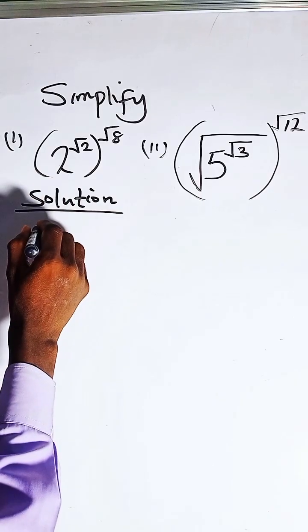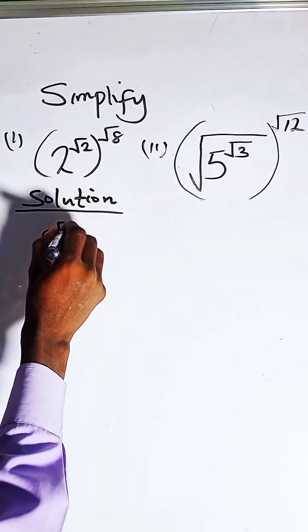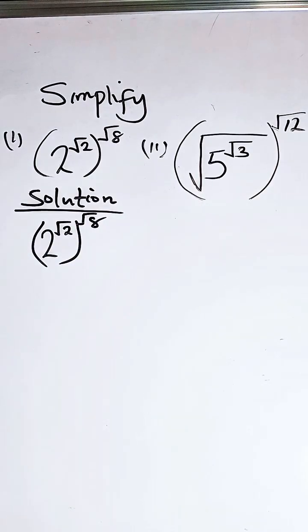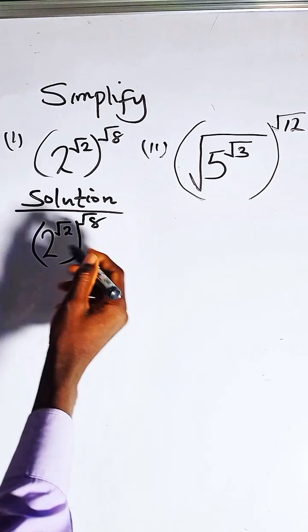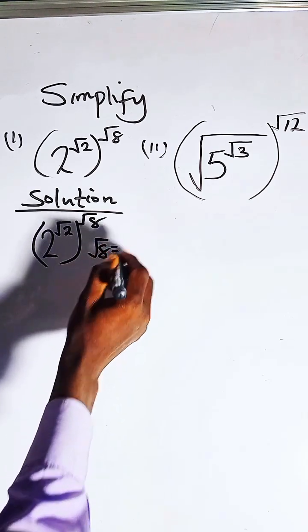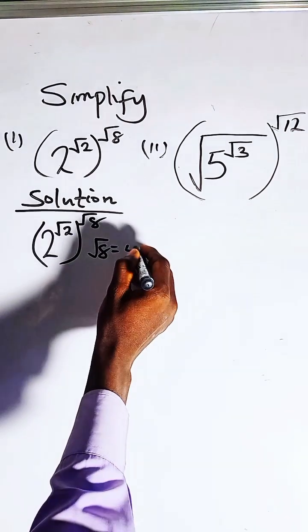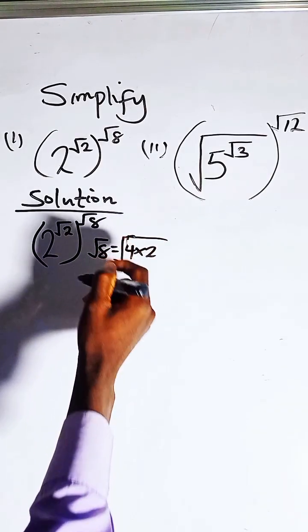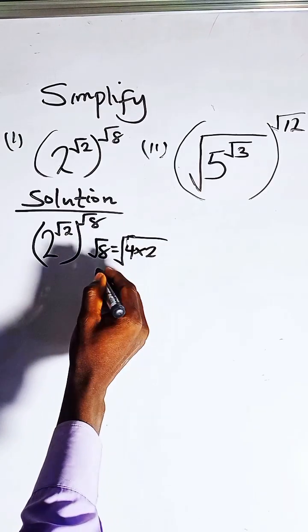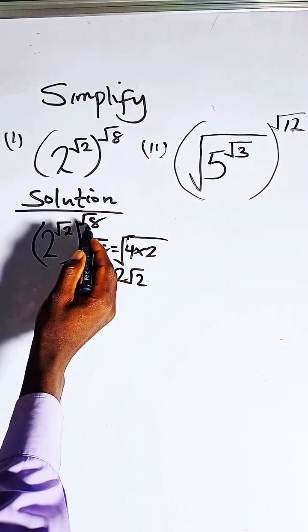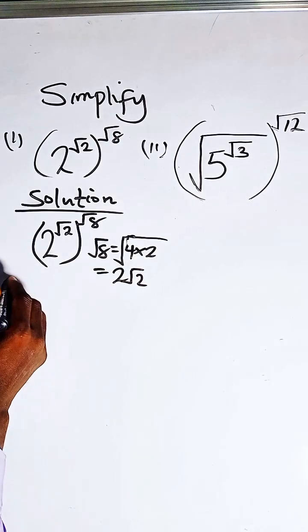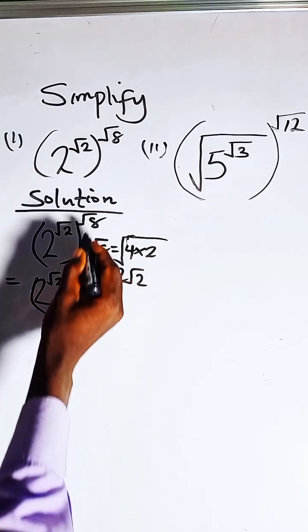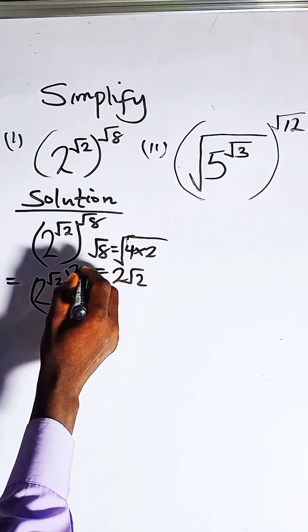So the first question we have is 2 raised to the power root 2, in the parentheses, raised to the power root 8. Let's start with the external exponent, which is root 8. For root 8, we can express it in two factors as 4 times 2. When we do it this way, we can easily find the square root of 4, so we have this as 2 root 2. Let's replace this with 2 root 2. So we have 2 raised to the power root 2, and root 8 is 2 root 2.